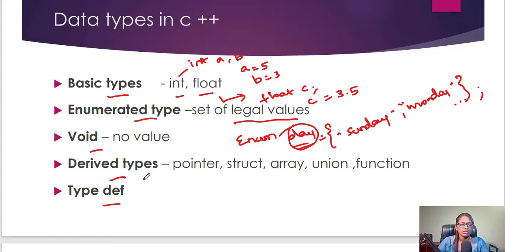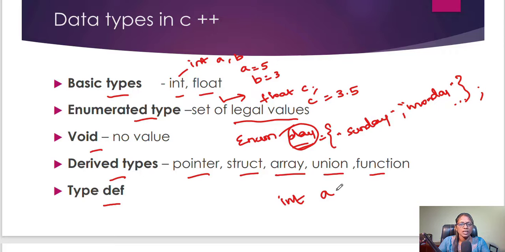And the next one is the derived data type. A derived data type comes from the basic data type; we are deriving from the basic data type. What are the derived data types? Pointer, structure, array, union, function. These are all derived data types. Why is it called a derived data type? In a basic data type, integer means only one element. So int a is a basic data type.